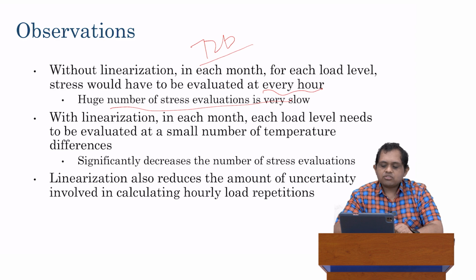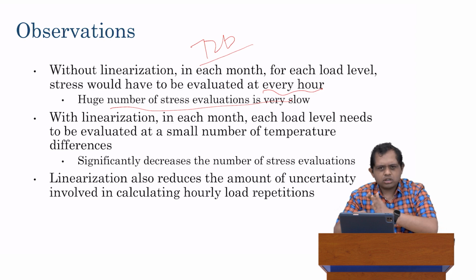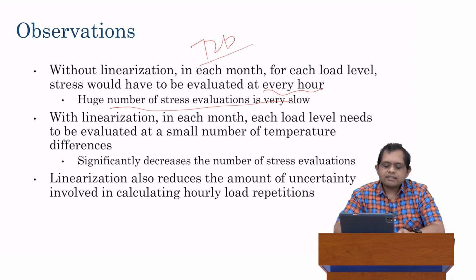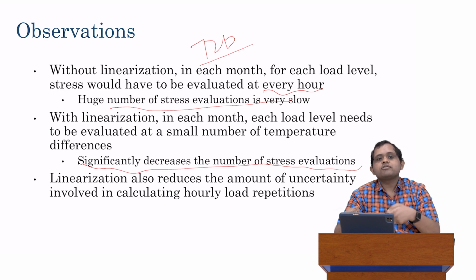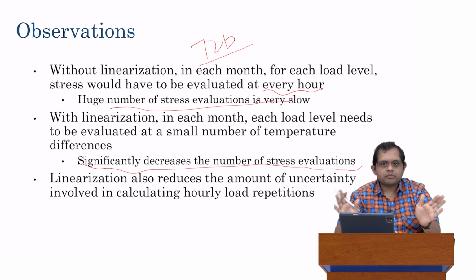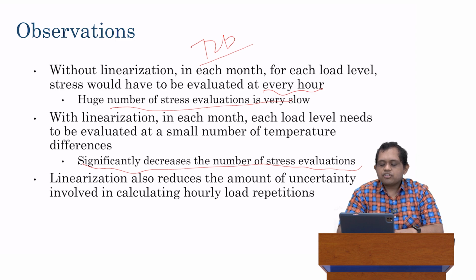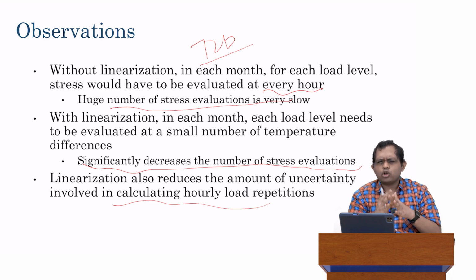So with linearization in each month, each load level needs to be evaluated only at a small number of temperature distributions, maybe 4 on the bottom up side, 4 on the top down side. This significantly decreases the number of stress evaluations. So the number of times we have to run our finite element program or a numerical model significantly decreases. It goes from trillions to maybe a lakh or so, which is still a lot, but it's better than a trillion. Furthermore, linearization also reduces the original problem I talked about, which is the amount of uncertainty involved in calculating hourly load repetitions. The need to know the hourly load repetitions combined with temperature distributions involves a lot of uncertainty. That problem is eliminated through linearization.